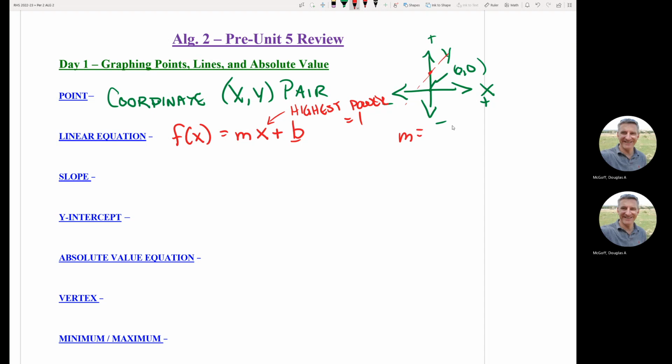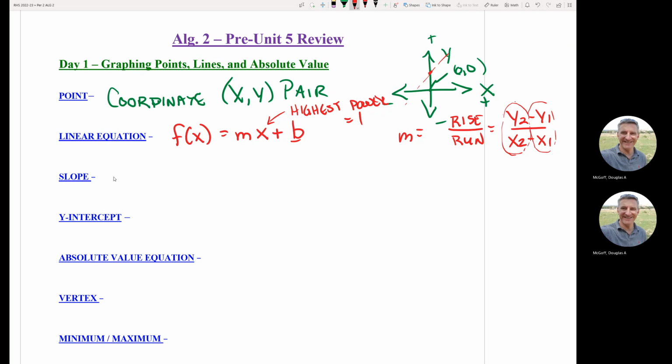M is also the change in y, or rise, over the change in x, or run. Change in y could also be y2 minus y1. Change in x, x2 minus x1. Make sure that you have a single point, x1, y1, lined up underneath of itself. Don't flip them. Don't have y2 minus y1 over x1 minus x2. You want to have them lined up appropriately.